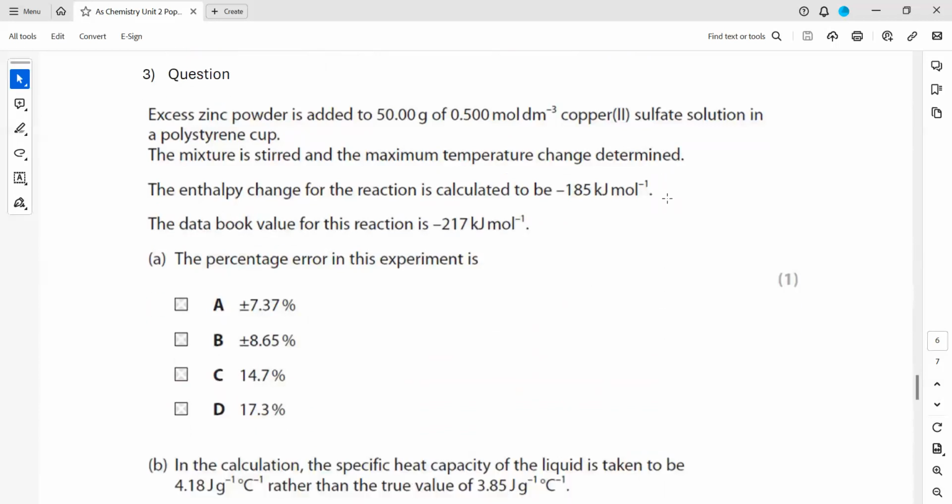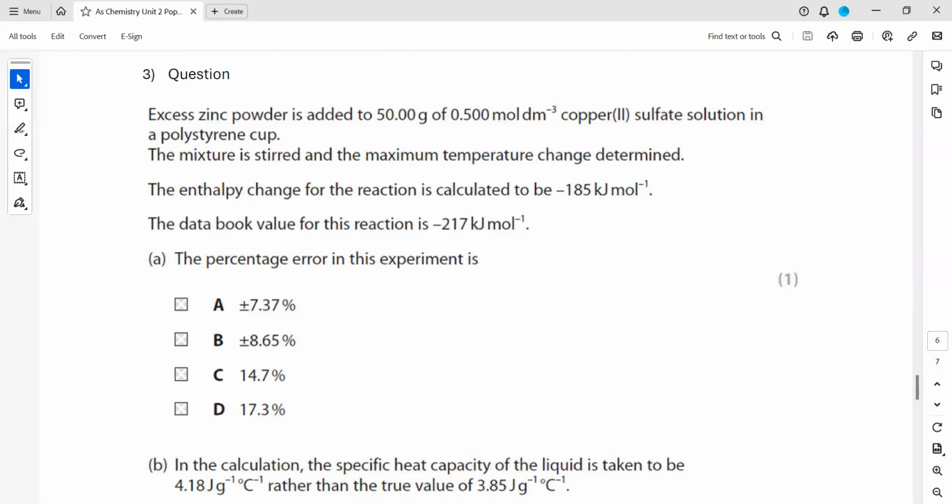In question 3, excess zinc powder is added to 50 grams of 0.5 mol per dm cubed copper(II) sulfate solution in a polystyrene cup. The mixture is stirred and the maximum temperature change is determined. The enthalpy change of this reaction is calculated to be minus 185. The data booklet value of this reaction is minus 217. What is the percentage error in this experiment?